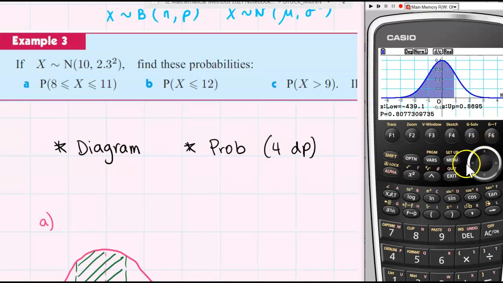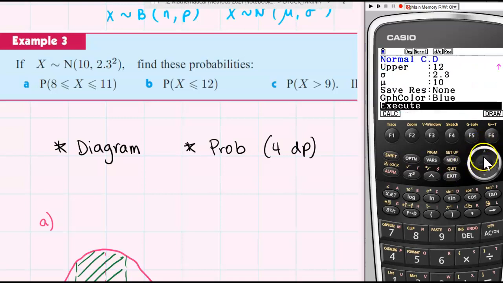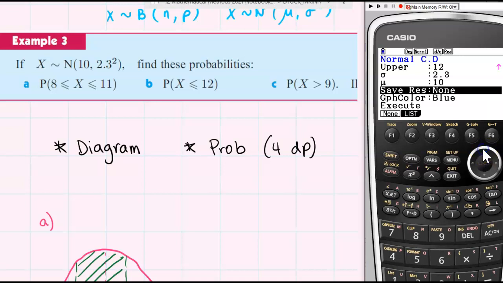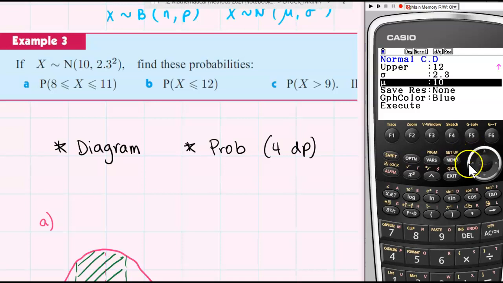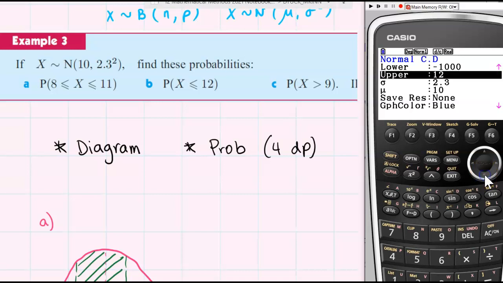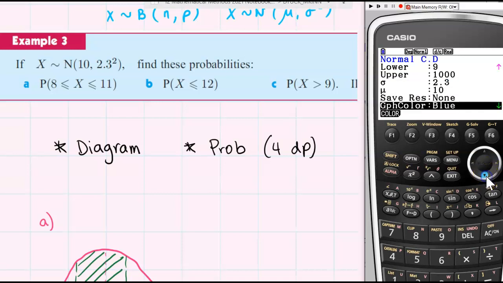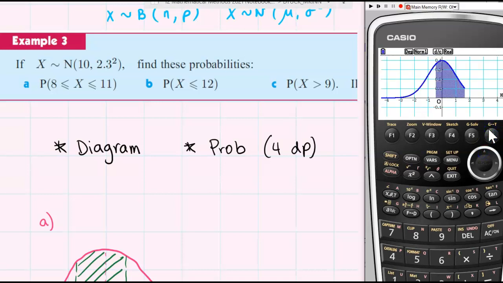All right, what are we putting in for our lower and upper bound for the next one? X has to be greater than 9. Upper 1,000, I like it. Lower 9, easy. And we can go all the way down. Press draw if you want, and it will also execute, and you get a probability of 0.6681. That diagram needs to be in your answers. Your calculator does it for you, so no excuses.